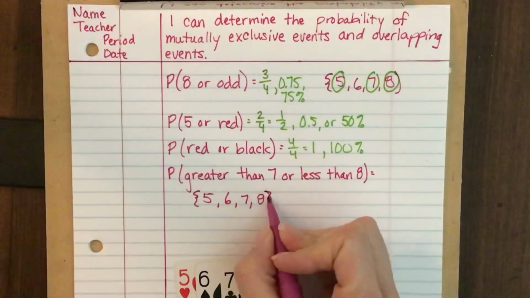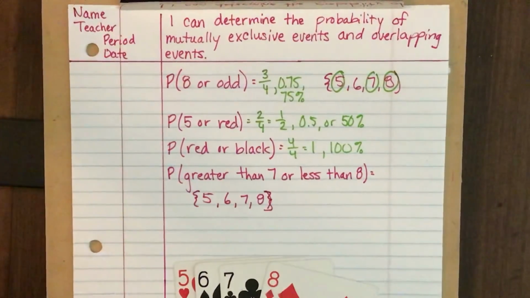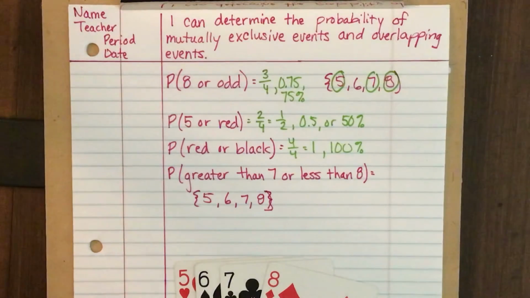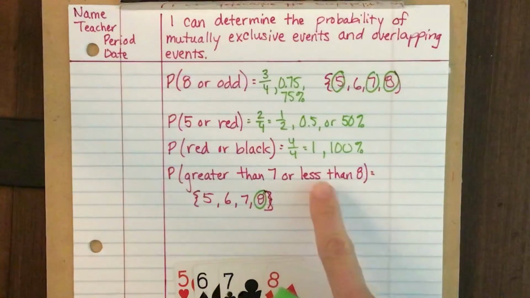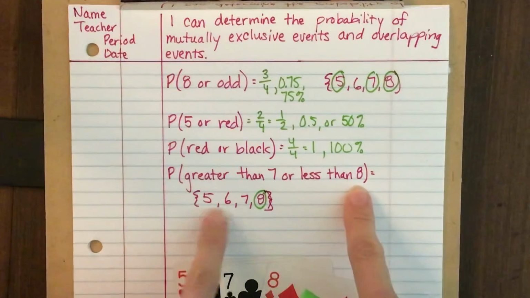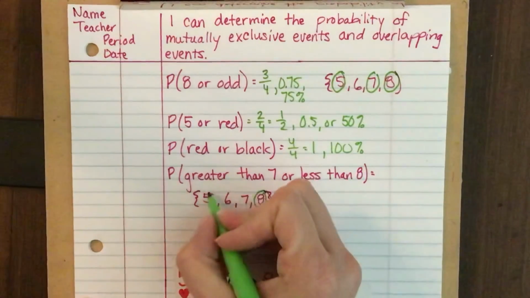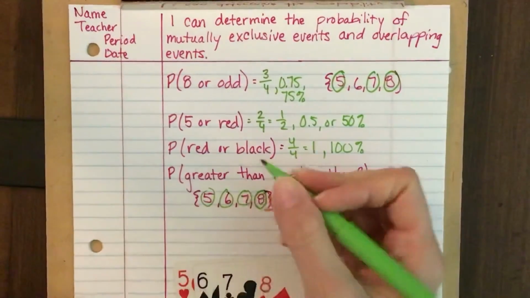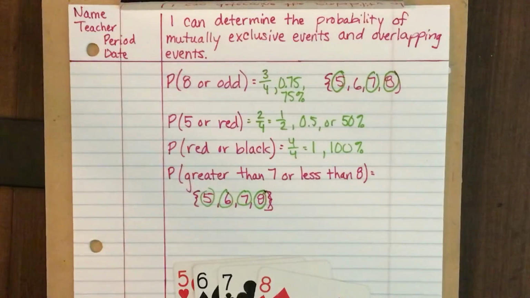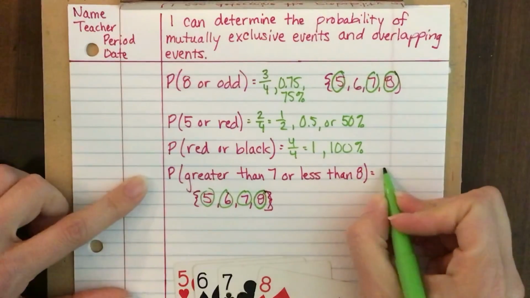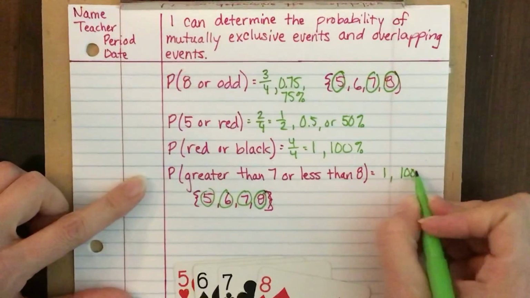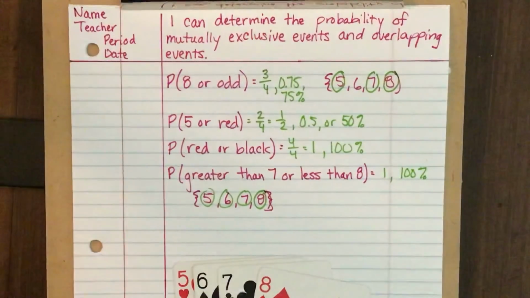Oops, I made the incorrect marking there. Okay, so greater than 7. There's only one that is greater than 7, so we'll circle that one. Or less than 8. Well, 5, 6, and 7 are all less than 8. So you can see that it's every single one of those numbers, which means, again, the probability is 4 out of 4, or 1, or 100%.